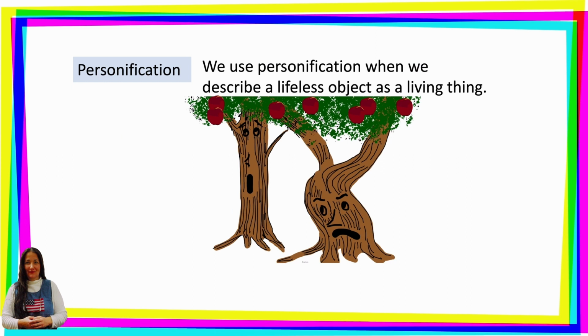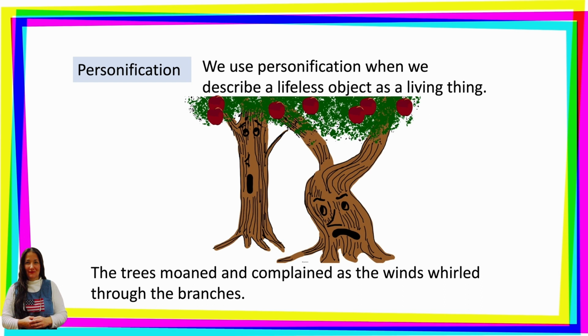Personification. We use personification when we describe a lifeless object as a living thing. Have you ever watched The Wizard of Oz, the movie? The apple trees were talking. When you see that the trees in The Wizard of Oz had feelings and emotions and they were throwing the apples, it's a good example of personification. They had human traits. The trees had human traits. The trees moaned and complained as the wind whirled through the branches. That's an example of personification. Because do trees really moan? People do, but because we added people characteristics, it became personification.